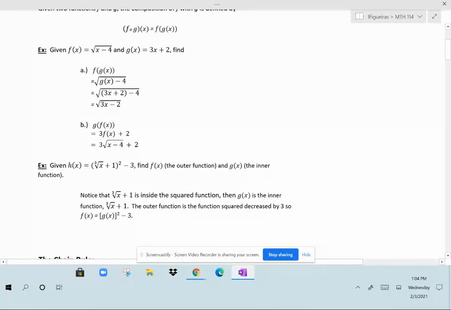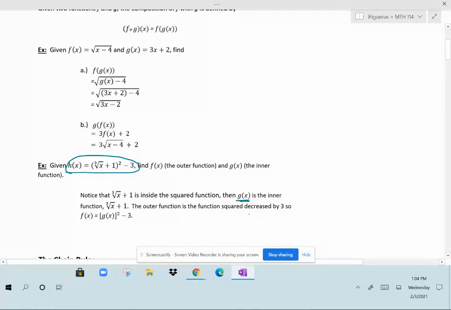So when you're working with composite functions, you're going to need to be able to identify which one is the outer function and which one is the inner function of a composite. So with something like this, I have h of x equal to the cube root of x plus 1, and that sum is squared minus 3. So the cube root of x plus 1 is inside of the function that's being squared. So we would consider g of x to be the inner function.